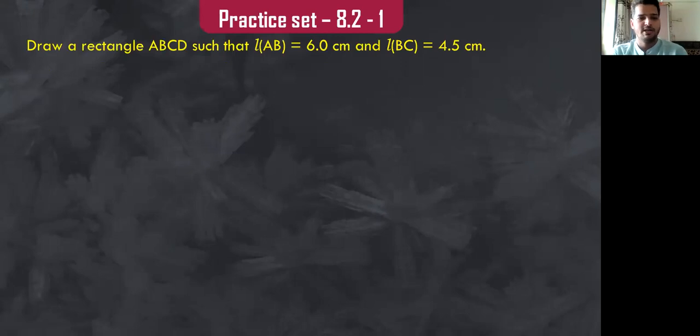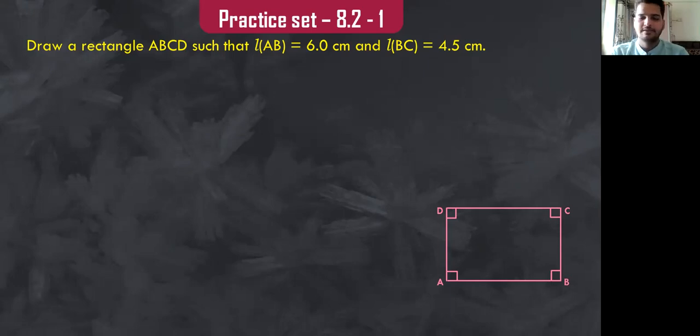Now let us go with practice set 8.2, question number 1. Draw a rectangle. That means we have to construct a rectangle ABCD such that the length of AB is equal to 6.0, that is as good as 6 centimeters. The length of BC is 4.5 centimeters. So let us have the analytical figure first.